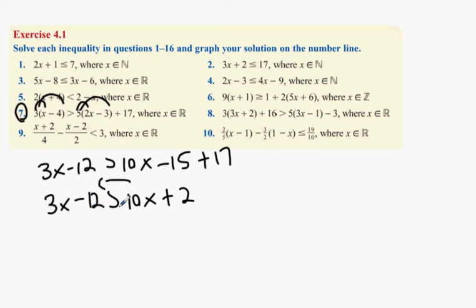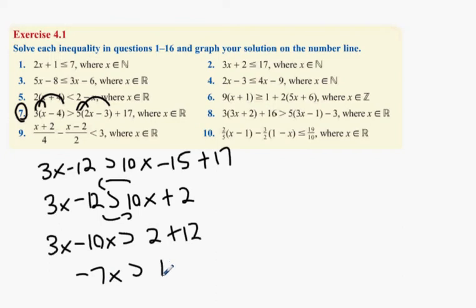Bring the 10x to the left and the 12 to the right. You get 3x minus 10x equals 2 plus 12. You get minus 7x is greater than 14. What do I always do? I multiply both sides by minus 1.